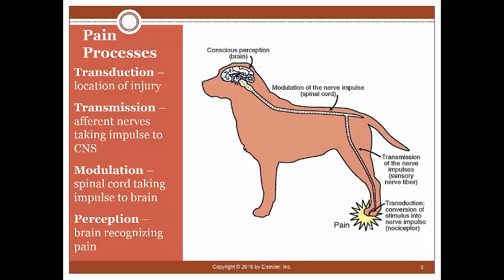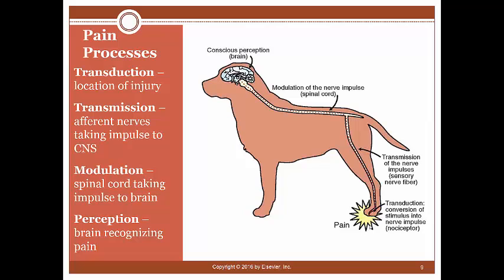They're going to be afferent, and they're going to take the signal from that area of injury, of transduction, and they're going to go to the next step, which is transmission, and they're going to take that impulse and they're going to send it to the central nervous system. So with transmission, we're actually taking that pain signal from the site of injury and taking it to the central nervous system, where it's going to go to the spinal cord. And the spinal cord is going to do something called modulation. And with modulation, the spinal cord is going to take that impulse and send it up to the brain.